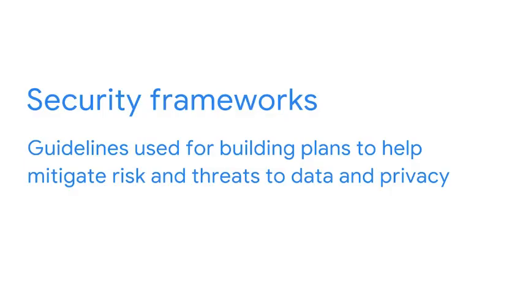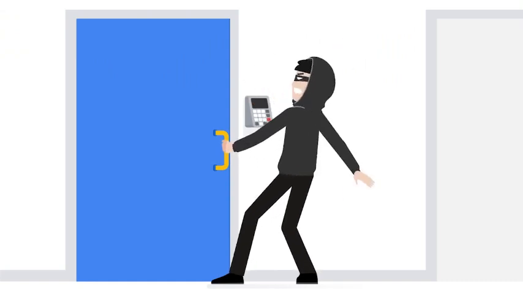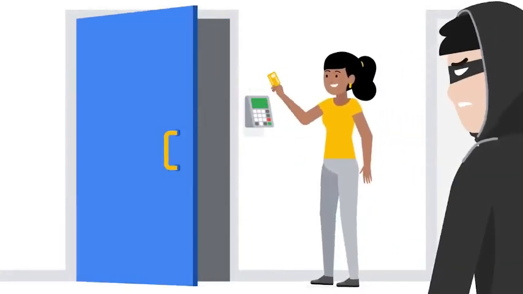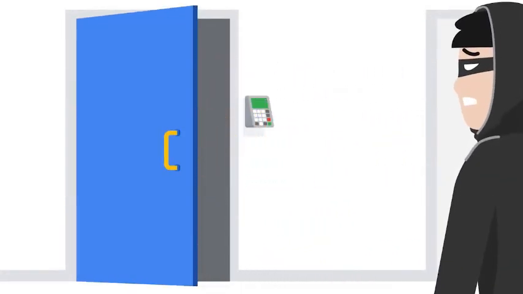Security frameworks are guidelines used for building plans to help mitigate risk and threats to data and privacy, such as social engineering attacks and ransomware. Security involves more than just the virtual space. It also includes the physical, which is why many organizations have plans to maintain safety in the work environment. For example, access to a building may require using a key card or badge.